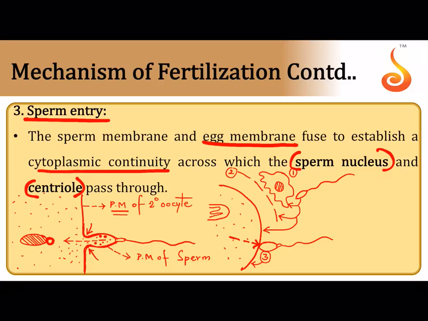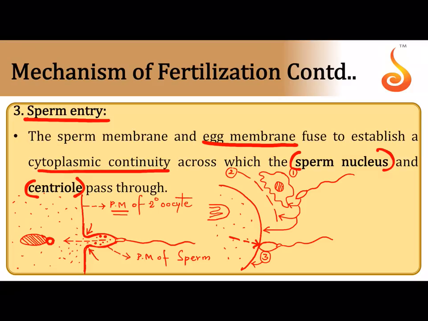Did you understand what I'm saying? The entire sperm doesn't enter inside, neither does it contribute its mitochondria or any other cell organelle or cytoplasm. It only contributes its nucleus and the proximal centriole. So this is the sperm entry. This marks the process of fertilization.